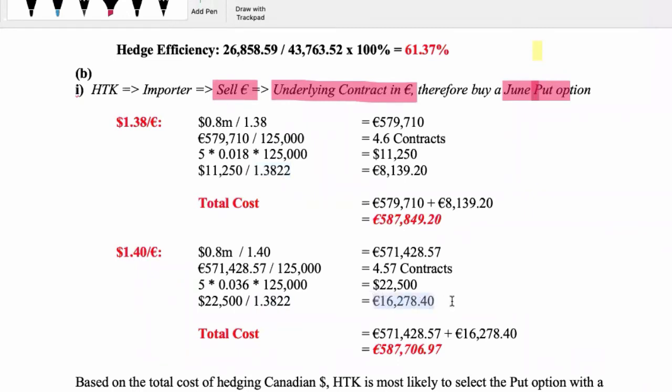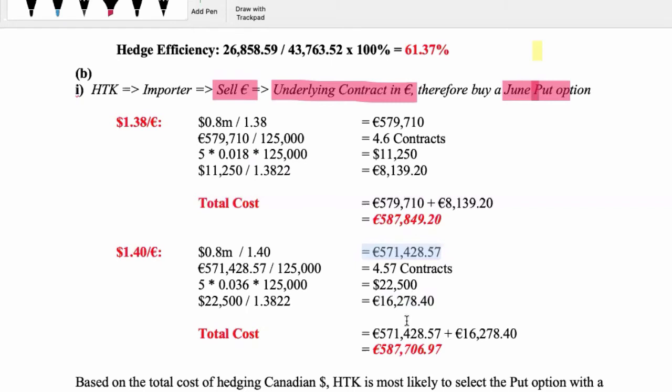Can anyone suggest why the premium is more expensive at $1.40 compared to $1.38? It's a bit extreme to have a premium that's actually double. It's because it's more favorable. If you look here, the 138, this is what you'll end up paying because we're an importer, we're paying for the goods. And if you took this strike of 140, this is what you're paying. So you see the difference is just over €8,000. And because it's more favorable for you, the premium is more expensive.